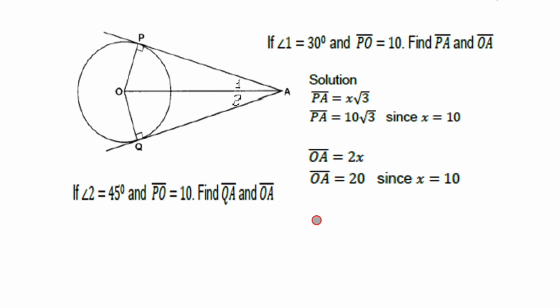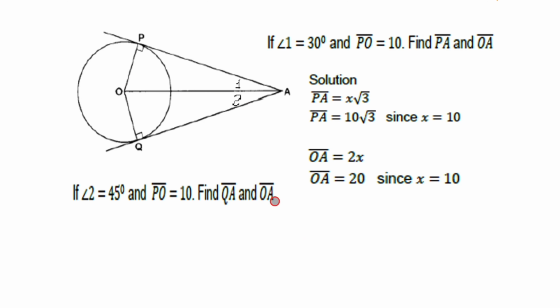Another problem: if angle 2 is 45, then PO is 10. So, if this is 10, your OQ will also be 10, because they are radii. So, their measurements are equal. Then it says, find QA. So, QA and also OA.